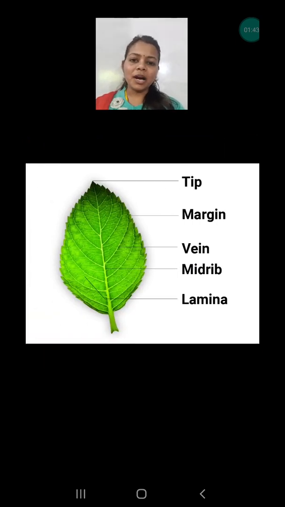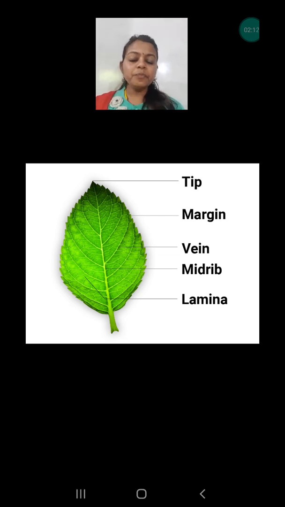Next, come to the parts of the leaf, as the leaf is the most important part of the plant. Why? Because here only the photosynthesis happens. Why? Because the leaves have chlorophyll. Just now I told you chlorophyll is very important for photosynthesis, and in the plant, the chlorophyll is present in the leaf. That's why it is also known as the food factory of the plant. So what are the parts of the leaf?